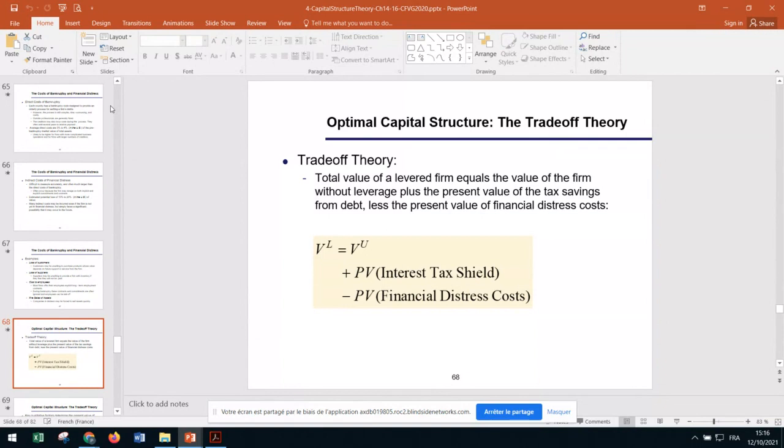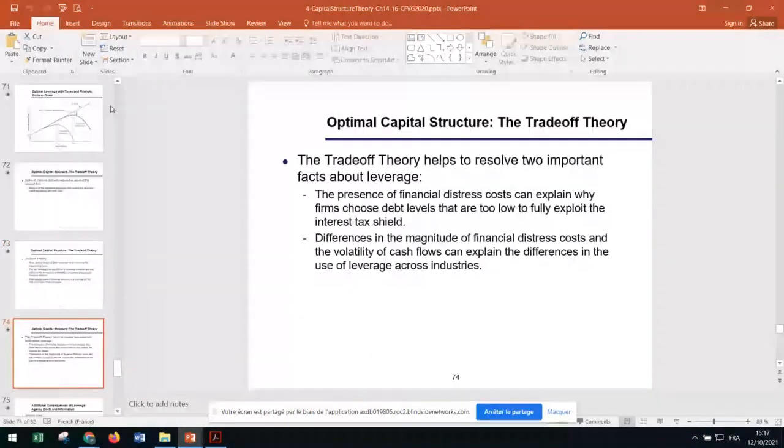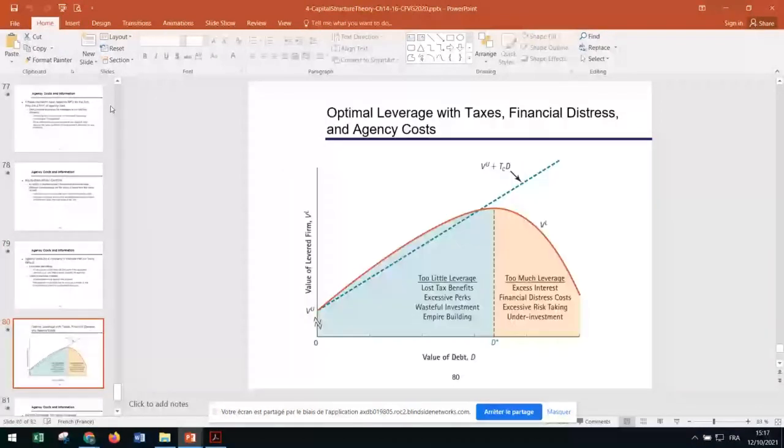So therefore, this theory we call the trade-off theory. The trade-off theory allows us to understand how you can trade off between the benefit of the interest tax shield and the cost of financial distress. The idea is to try to find an optimal capital structure, and the optimal choice represents the highest point of the graph, where you have D star that represents the optimal capital structure that maximizes your firm value VL. All right.